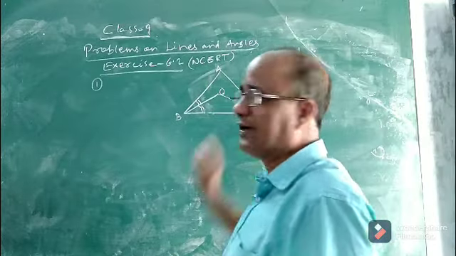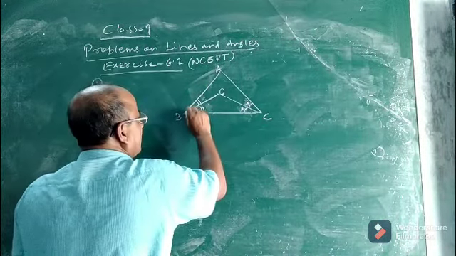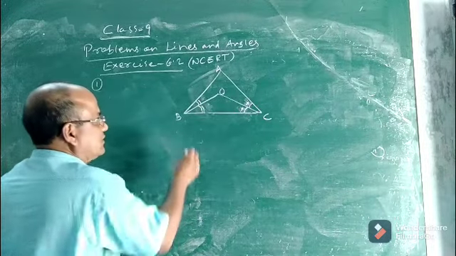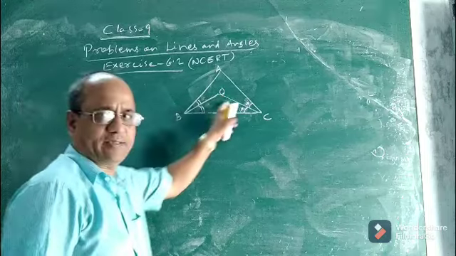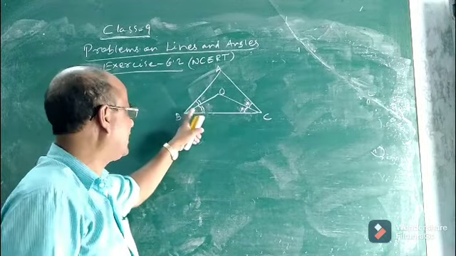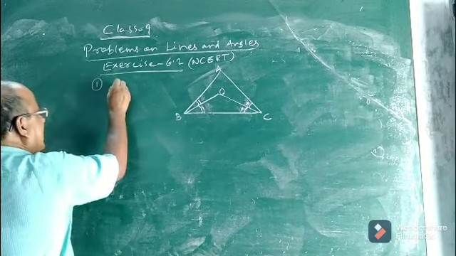Suppose you are given a triangle ABC. Now look at BO and CO. BO is the internal bisector of angle B, internal bisector, not external. That means BO bisects angle B. What is given? I am writing here.